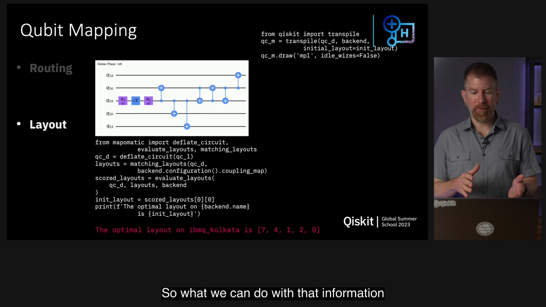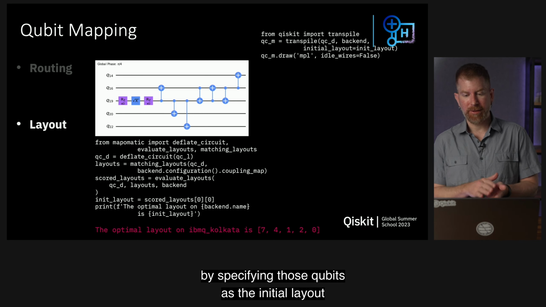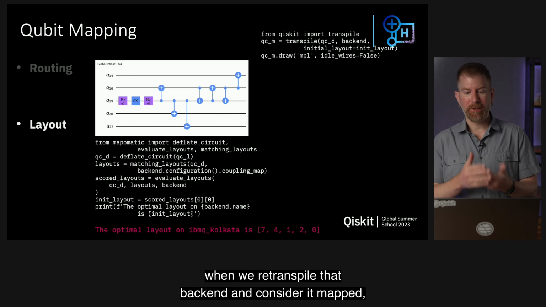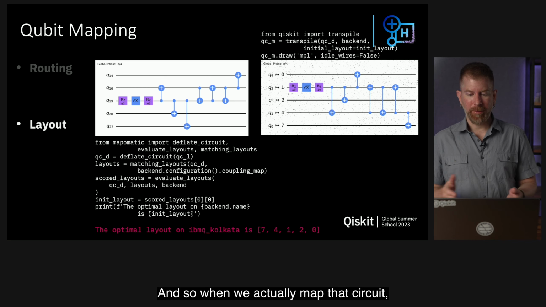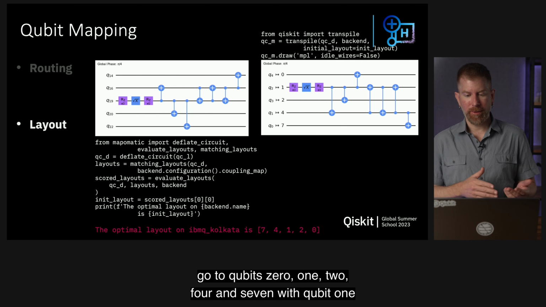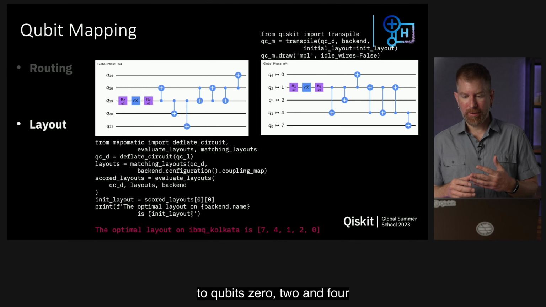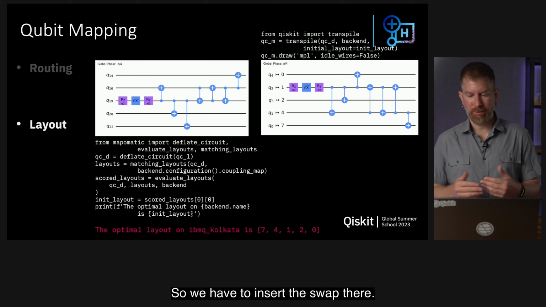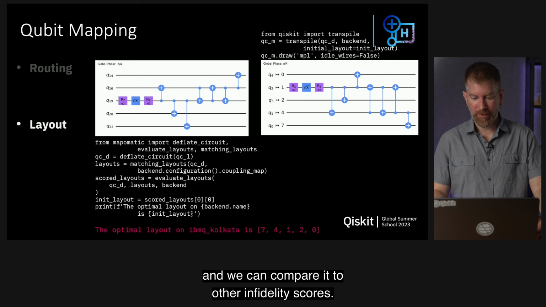So what we can do with that information is put that back into the transpiler by specifying those qubits as the initial layout when we retranspile that backend and consider it mapped, which is why we call it QC sub m. And when we actually map that circuit, we see our abstract qubits Q0 through 4 go to qubits 0, 1, 2, 4, and 7, with qubit 1 being the middle one, because that is attached to qubits 0, 2, and 4, and not attached to qubit 7, so we have to insert the swap there. And when we do that, we can calculate the infidelity score, and we can compare it to other infidelity scores.